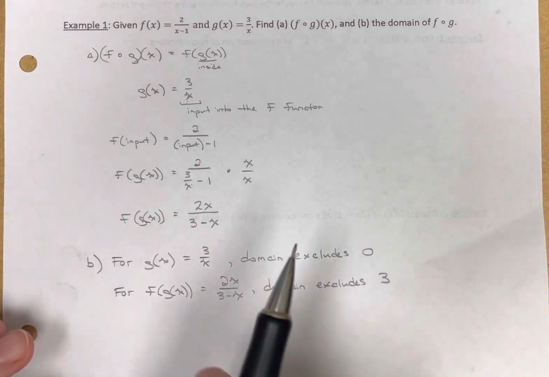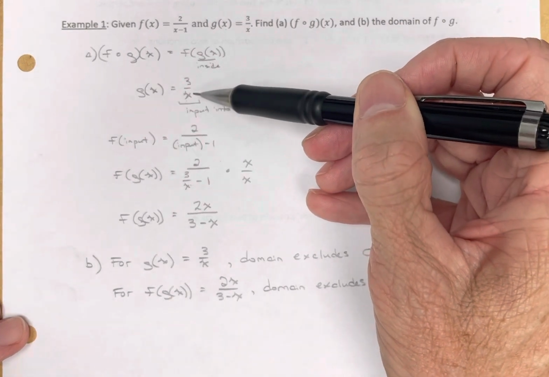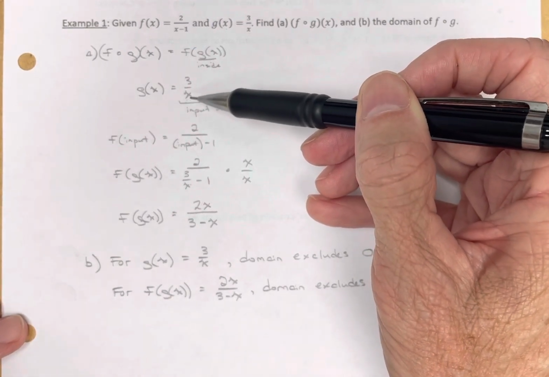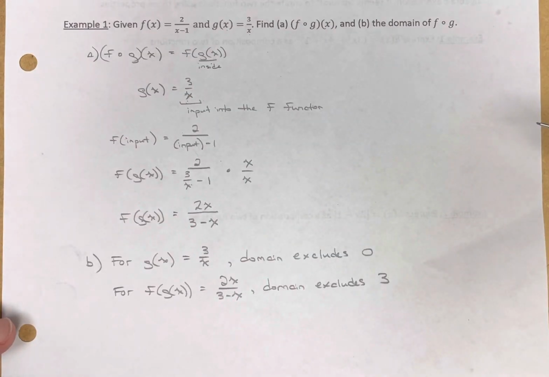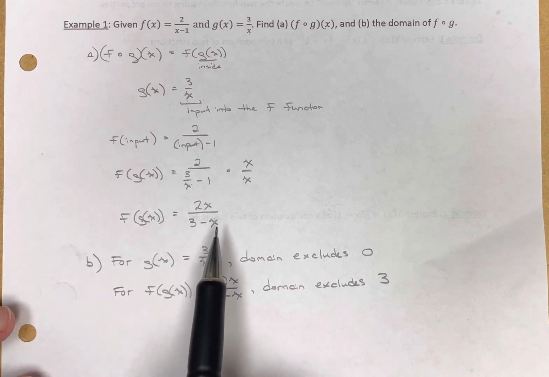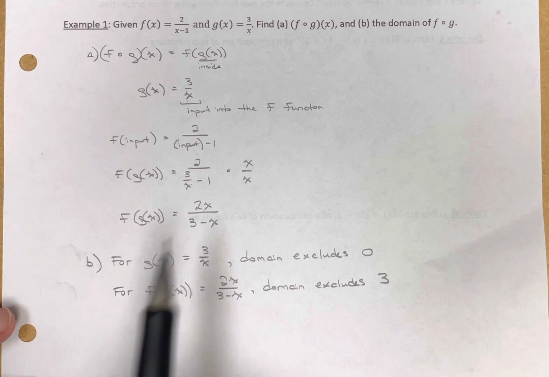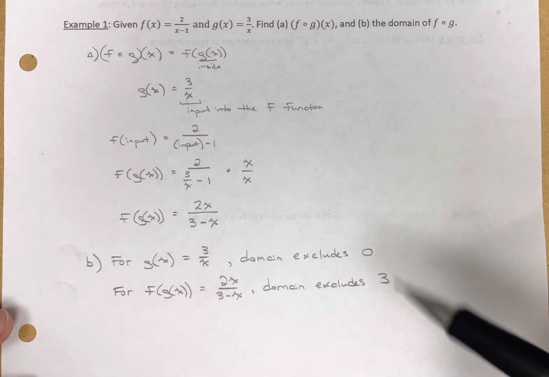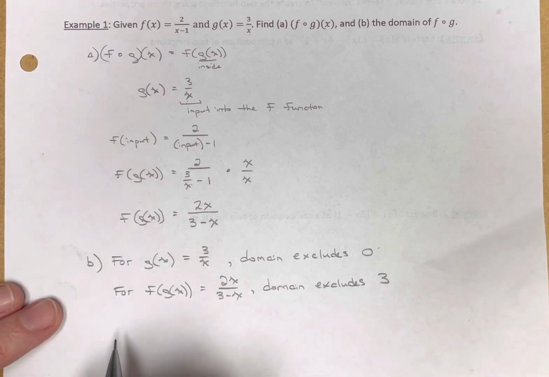So do we have anything that's excluded in the first function? The answer is yes. In the first function, we can't put 0 in there. Do we have anything that is excluded from the composite function? The answer is yes. I have a denominator of 3 minus x, so x cannot be 3. Both 0 and 3 are excluded.